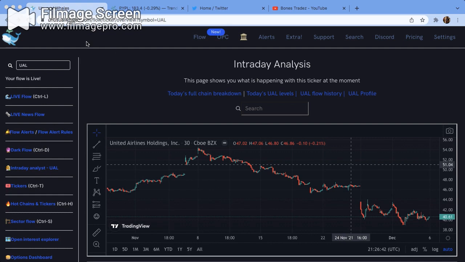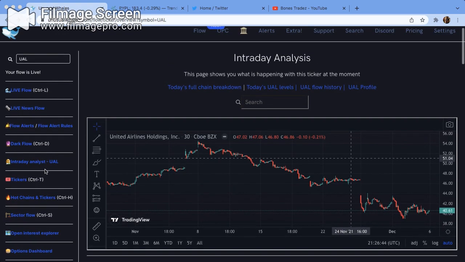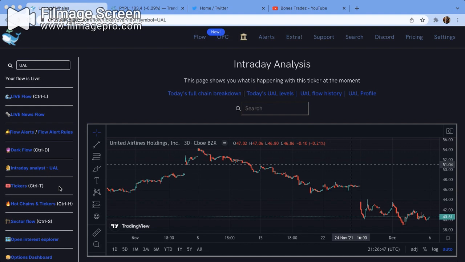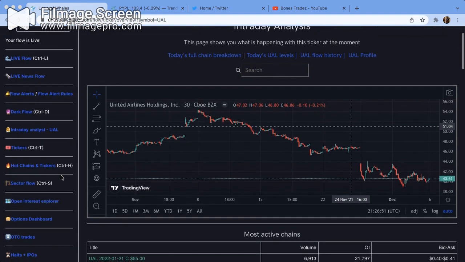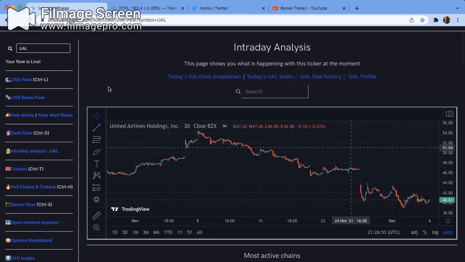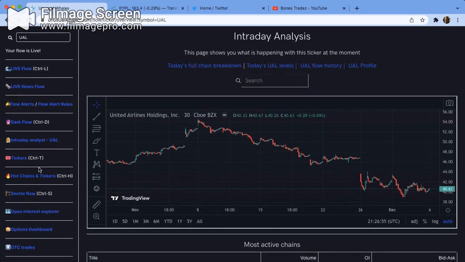I use Unusual Whales right here. This has really helped me be able to trade on my own, find my own trades. So I like this a lot. The first thing we're going to do is head over to Unusual Whales. I'm going to go down here to the hot chains and ticker.